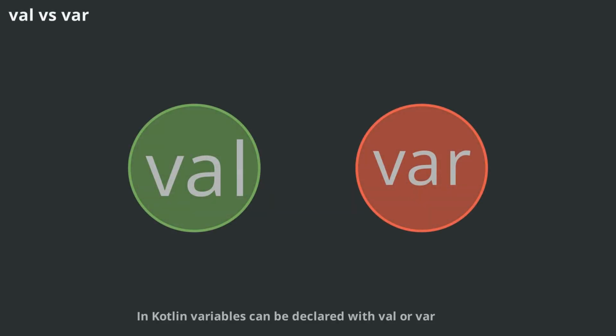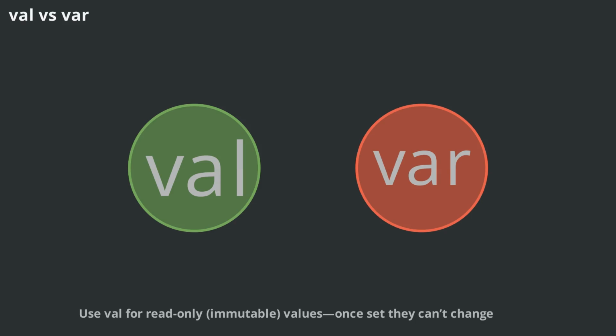In Kotlin, variables can be declared with val or var. Use val for read-only, immutable values. Once set, they can't change, like your birth date. Use var for mutable values that can be reassigned, like your mood. This distinction helps prevent accidental changes and makes your code's intent clearer.